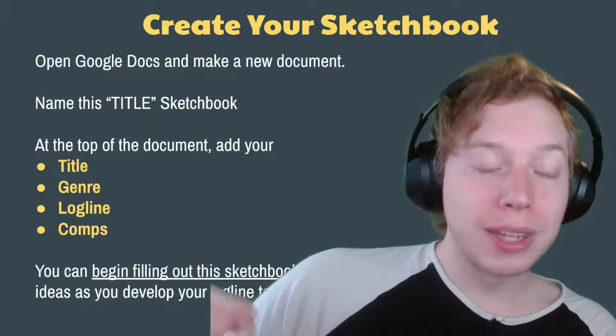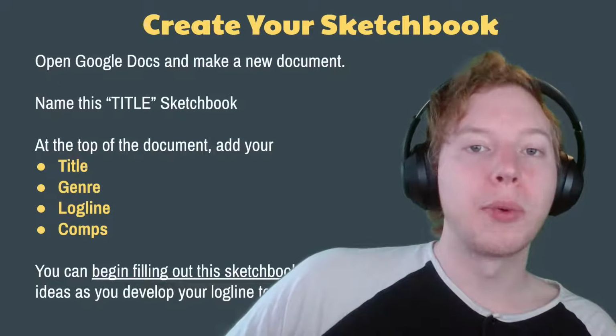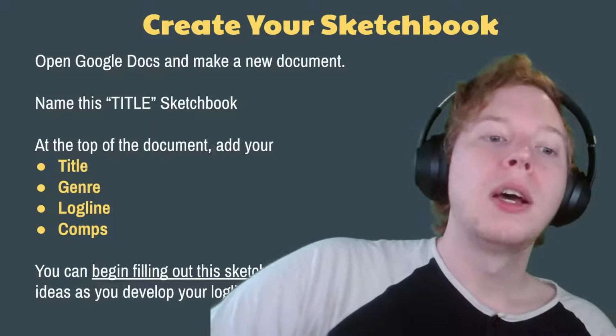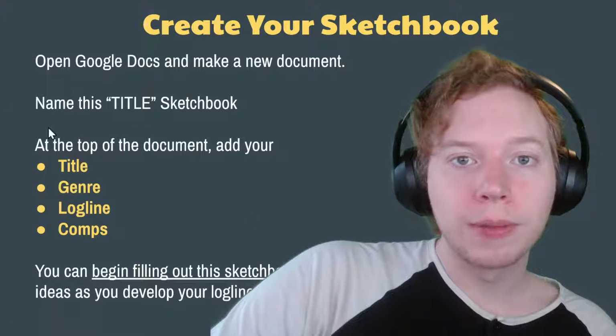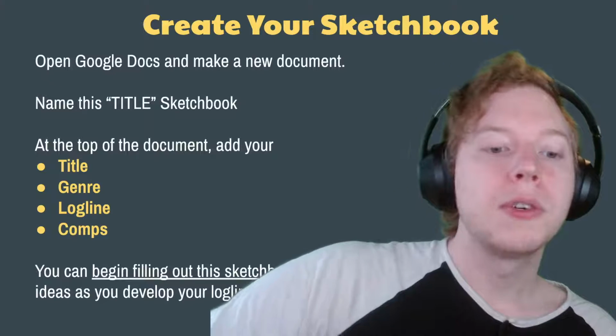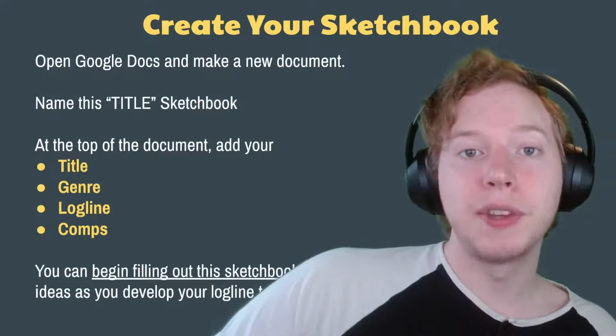You can list out a bunch of ideas for comps, but ultimately you're going to want to settle on two. Try not to pick way too many comps. But yeah, put that at the top of your documents now: title, genre, logline, and comps. So be filling out the sketchbook with ideas as you develop this today.